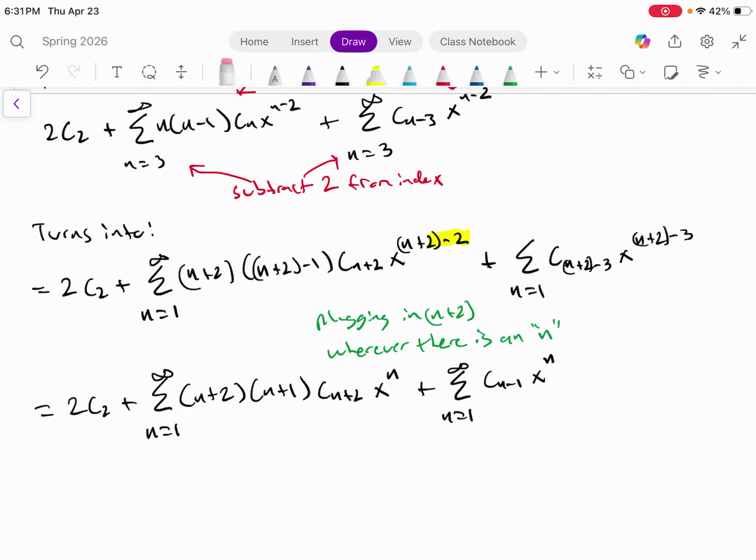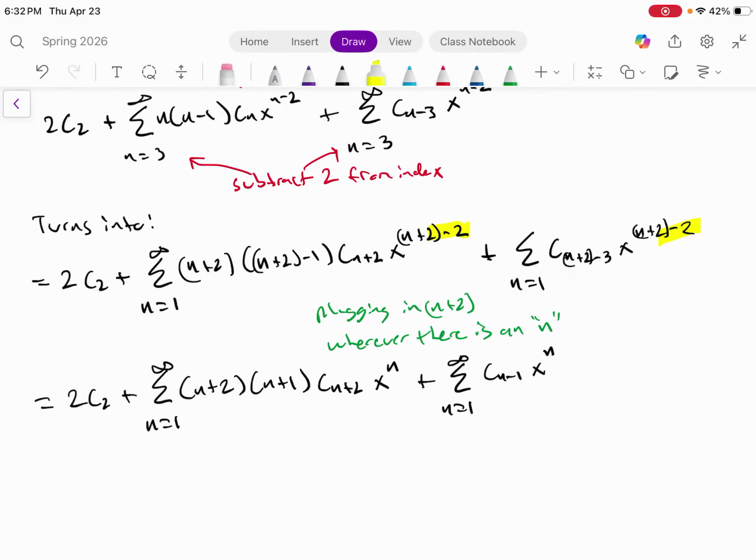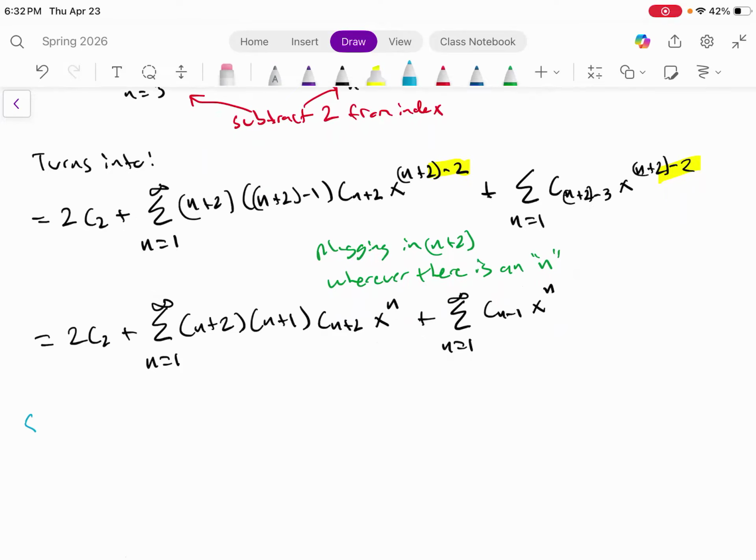I think I have minus 3 here. I don't know why I wrote that, but it should be minus 2. But those cancel out. Okay, and then I'm left with just x to the n, and we're starting at the same index. So everything worked out great.